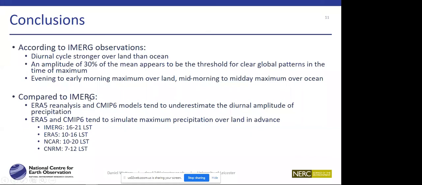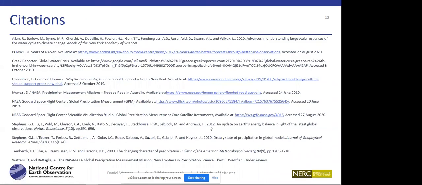And then in comparison to the observations, both the reanalyses and the models tend to underestimate the diurnal variations in precipitation throughout the day, and they tend to simulate maximum precipitation over land too early. Okay, and that's the end of my talk.